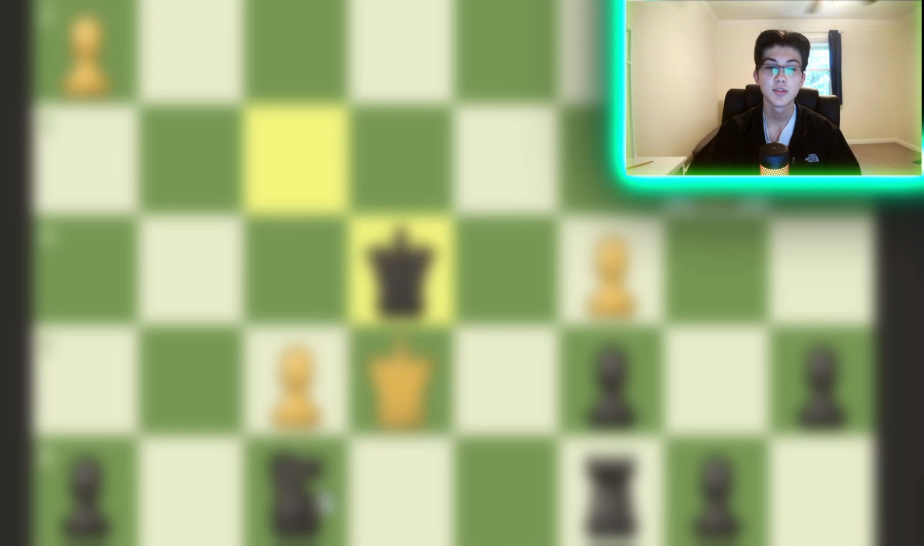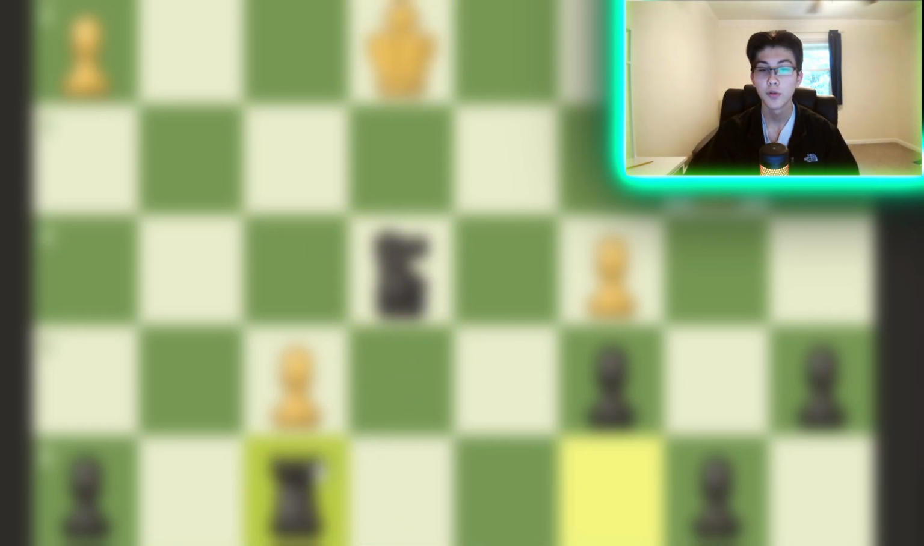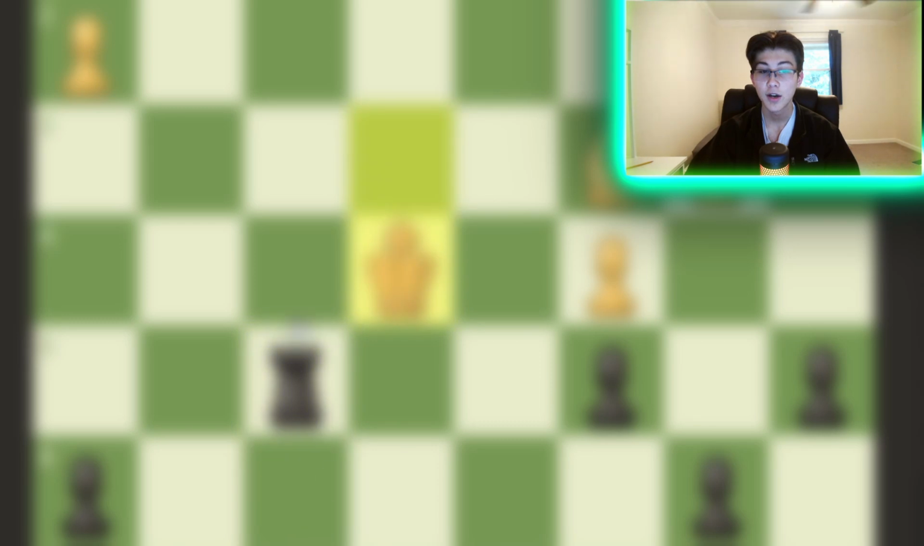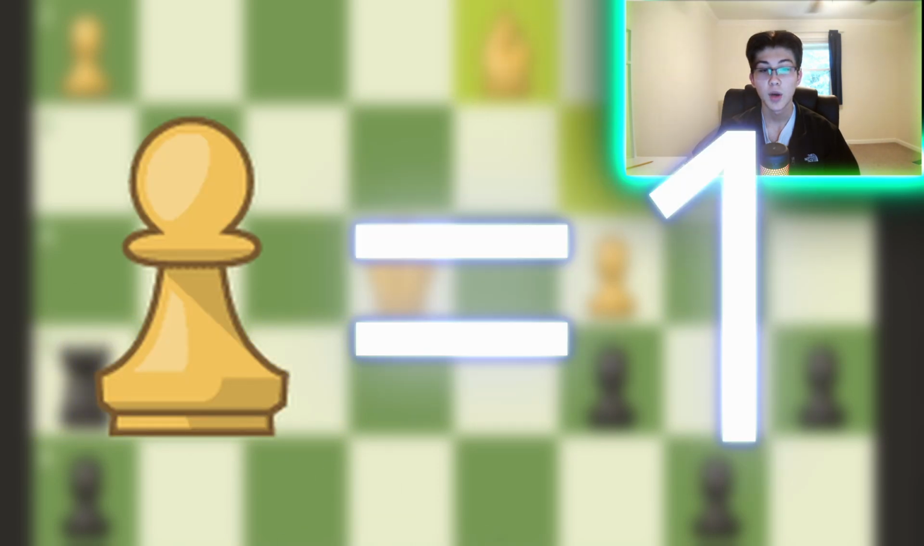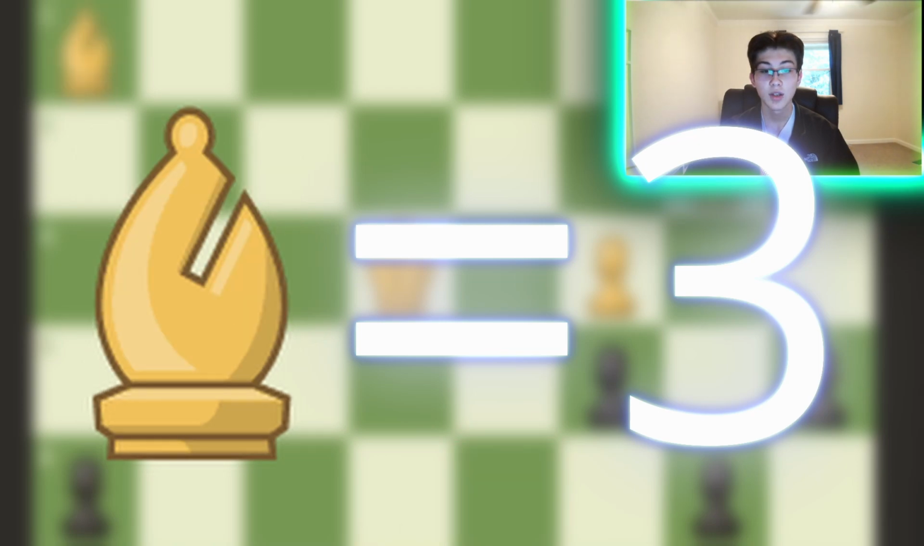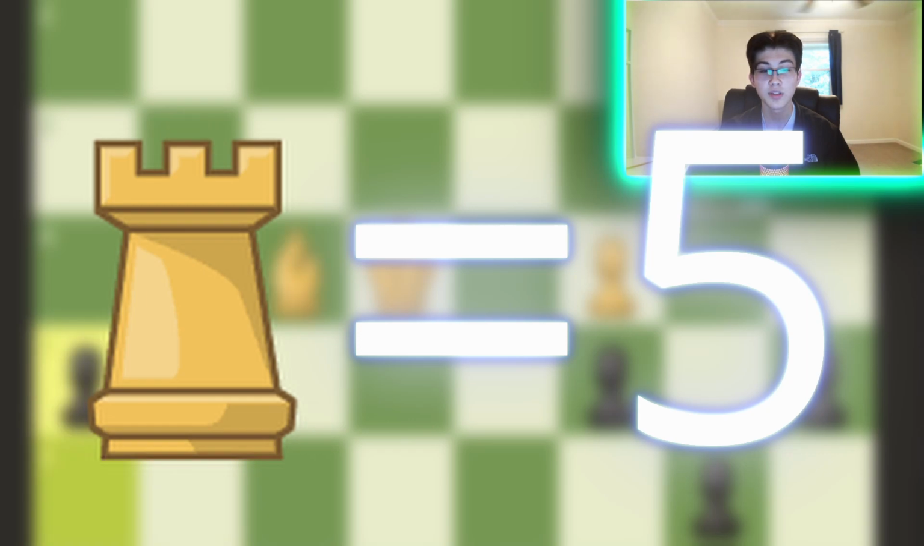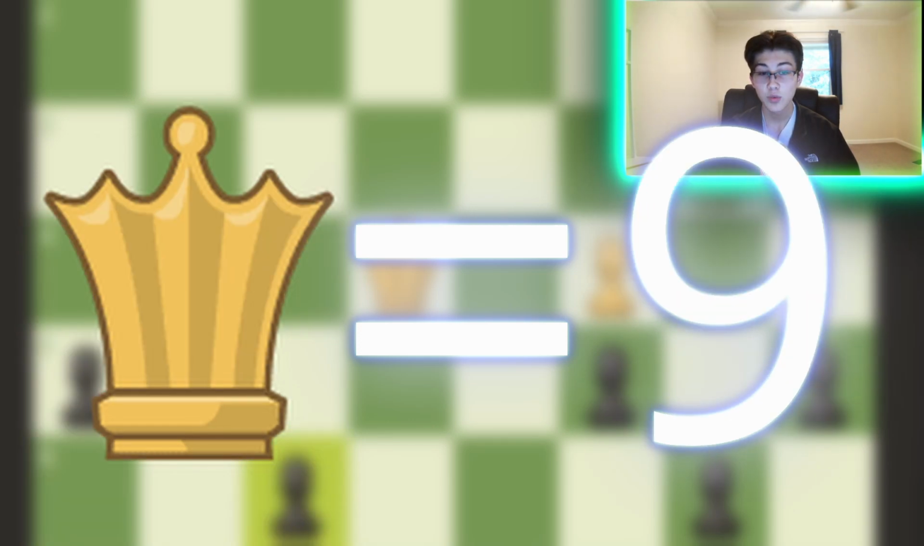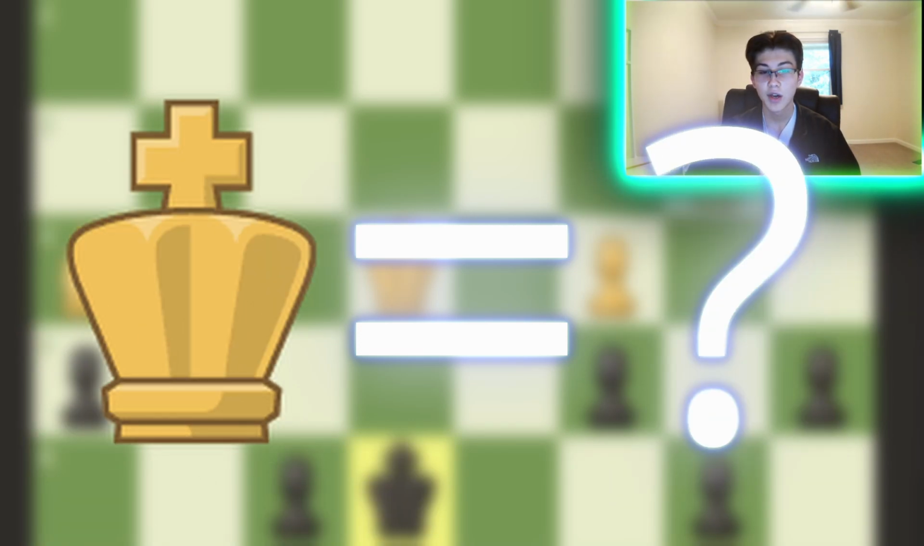Alright, so let's get into it. First off, each piece has a value that represents how powerful they are. At higher levels, the values of each piece can change depending on the situation, but for right now, here are the values. The pawn is worth 1 point, the knight is worth 3 points, the bishop is also worth 3 points, the rook is worth 5 points, the queen is worth 9 points, and the king doesn't have value because it can't be captured or traded.